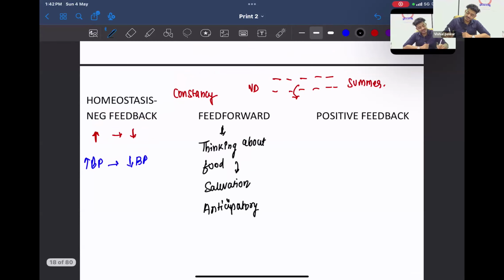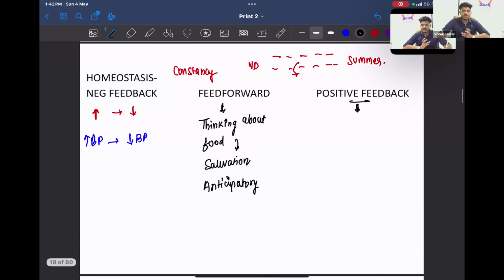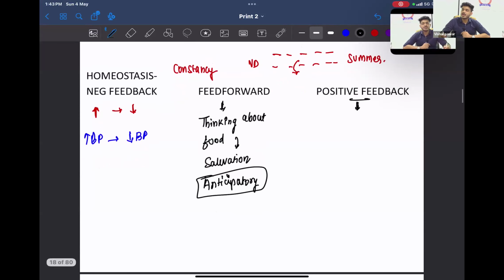The next one is positive feedback. This positive feedback is going to be what? Feed forward, they can give you an example. That means thinking about something is happening in your body. This is also known as the anticipatory system. Right? Like you are about to go to the gym. You think about going to the gym, and just thinking about the gym, your body will increase your respiratory rate and heart rate. These are anticipatory changes. That means before going to the gym, you are having these changes.